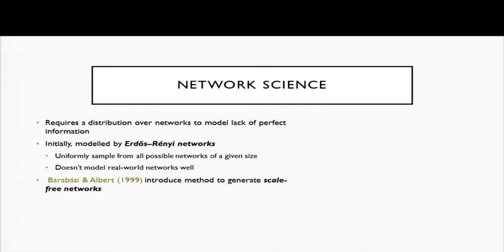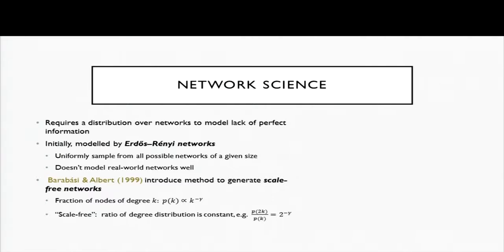And in particular, they were interested in something called the scale-free property. So in 1999, Barabasi and Albert discovered a method to generate these scale-free graphs. And by scale-free, I mean that if we look at the fraction of nodes in the graph that have degree k, this is proportional to k to the power minus gamma. And so essentially, this is what we call the degree distribution. And it forms what's called a power law.